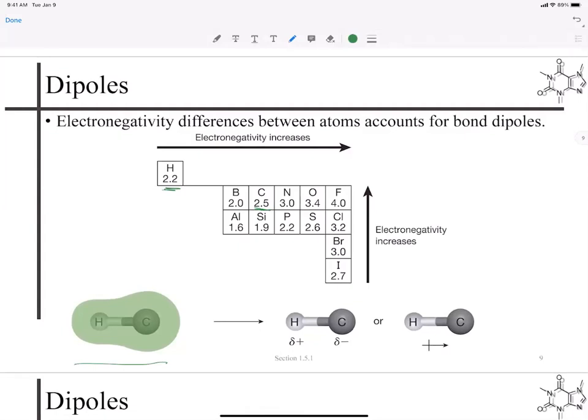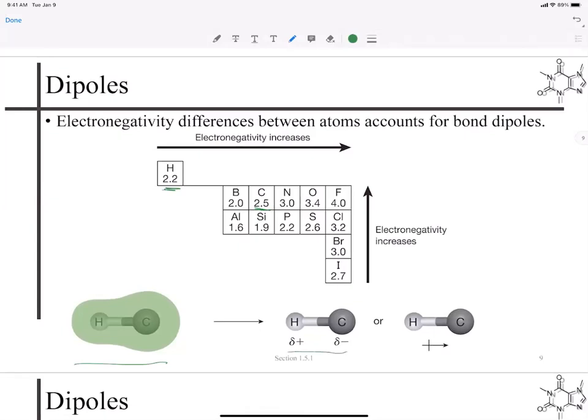And this is why that green sphere or blob, if you will, on top of the carbon atom is slightly bigger. If these had the exact same electronegativity, then this green cloud above these atoms would have been symmetrically distributed, and it's not. So it's one way of visualizing this bond dipole. Another way is to just write in these partial charges here.